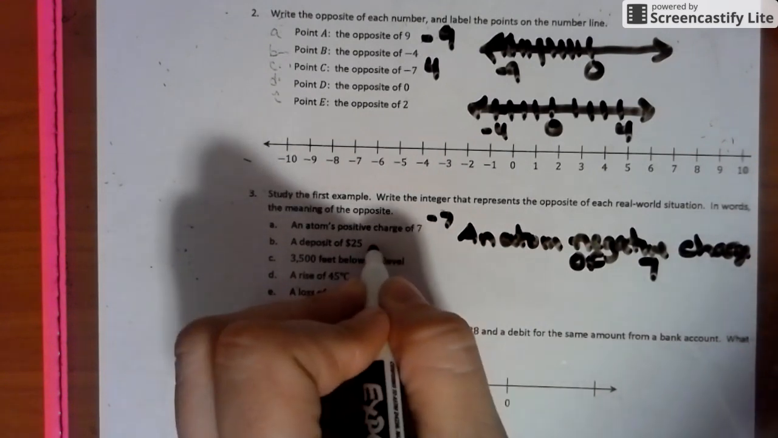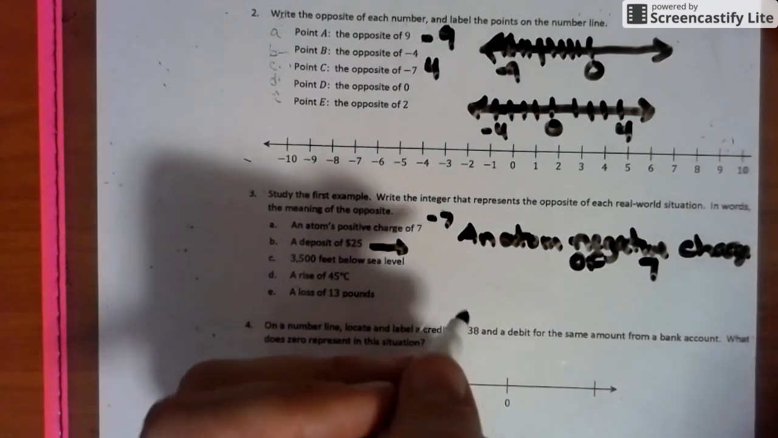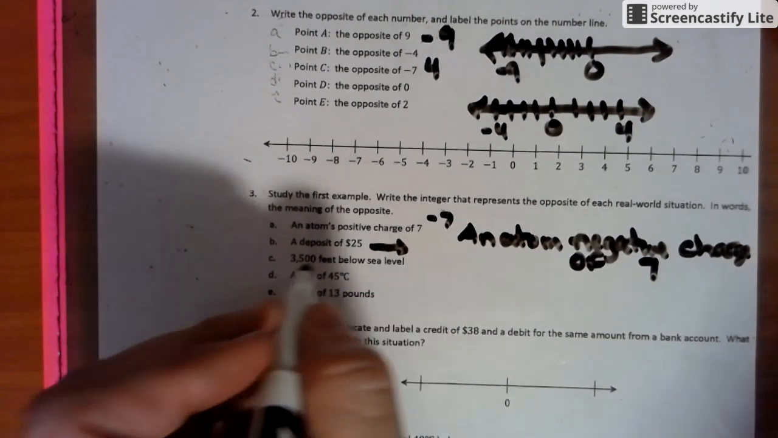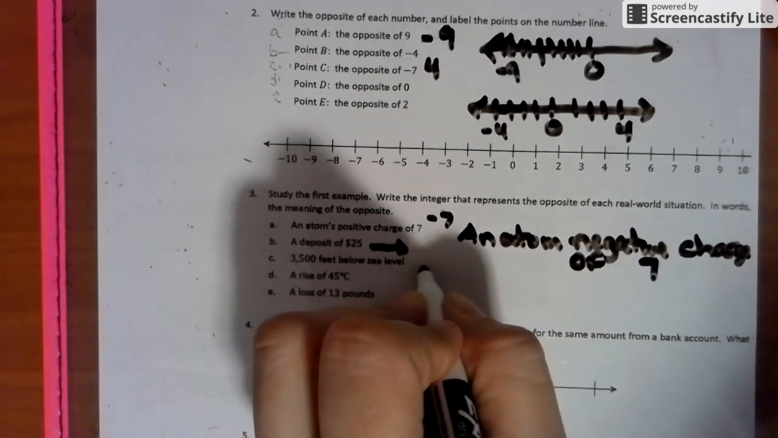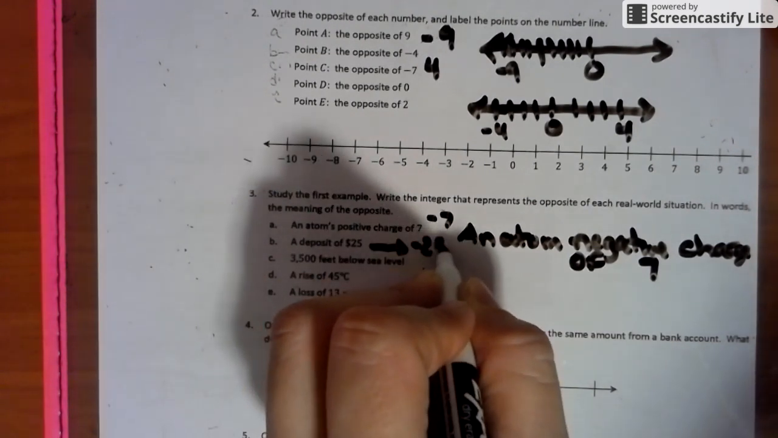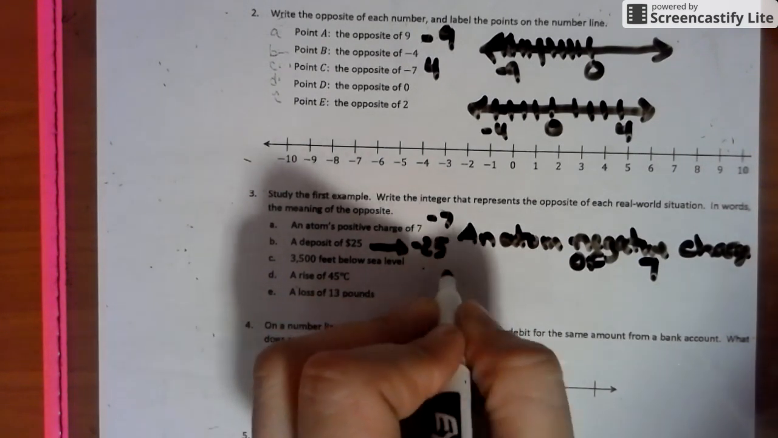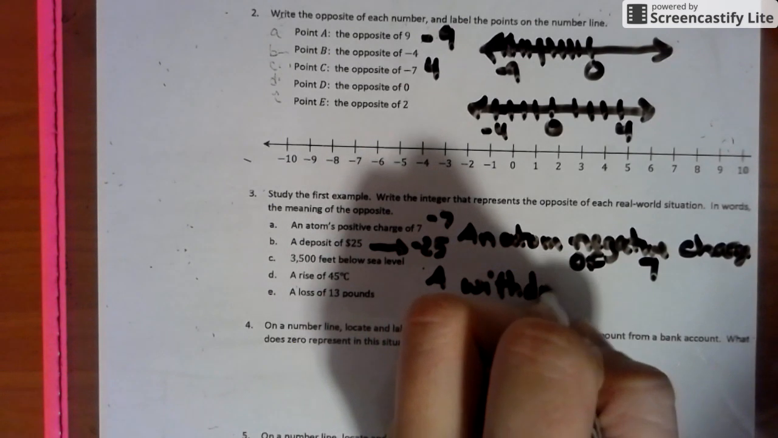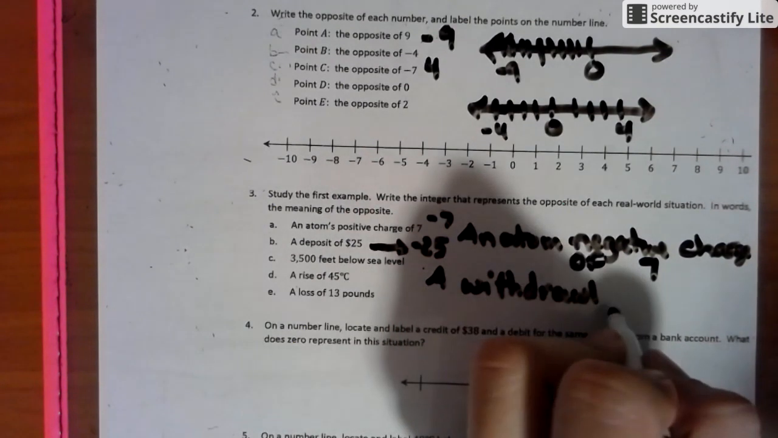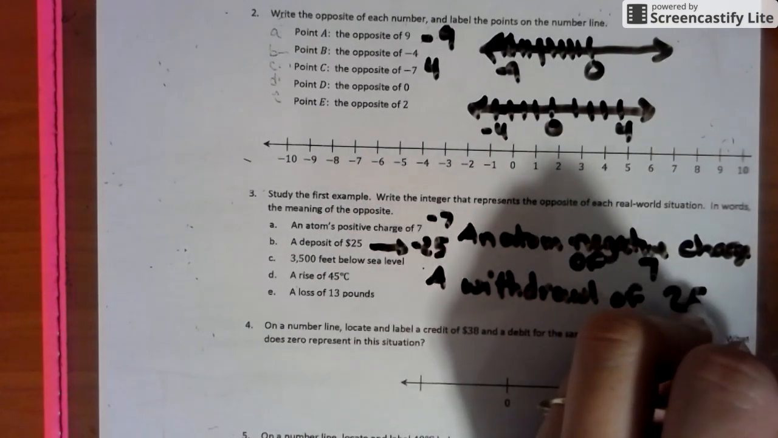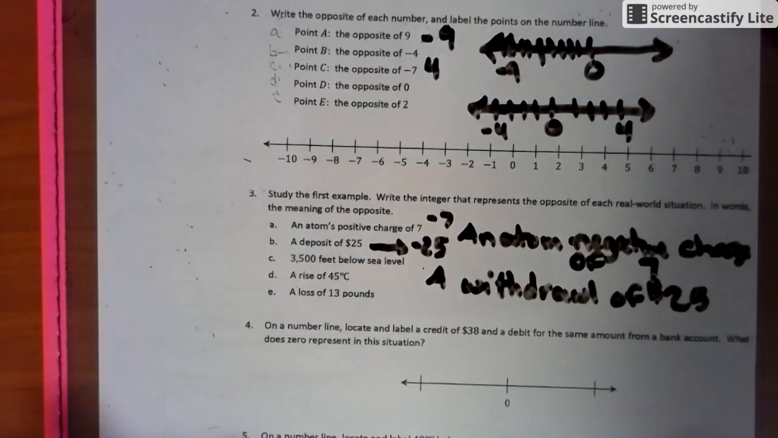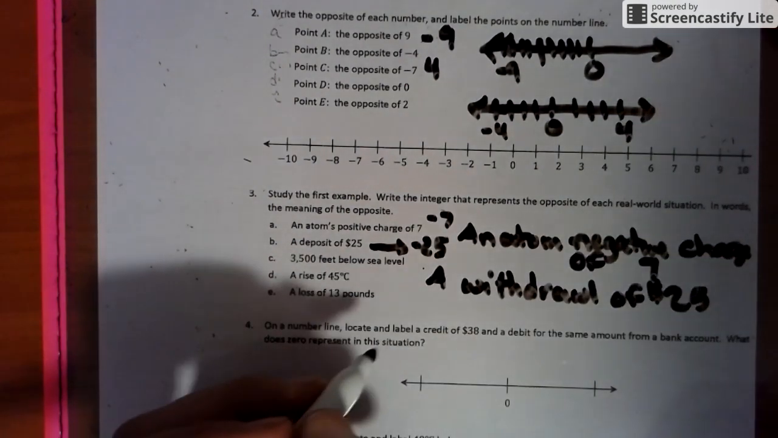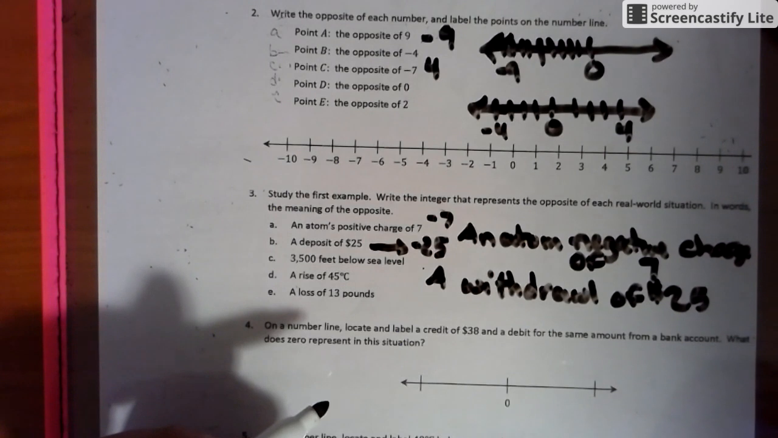So we're going to look at a +25. So the opposite, we just learned that in our restaurant unit. A deposit of 25, the opposite would be, well, -25. So to get -25, we have to have a withdrawal of $25.